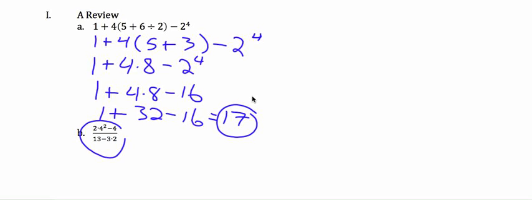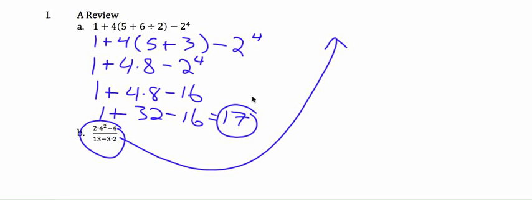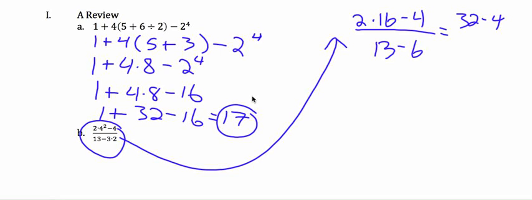For my good friend B down here, I'm just going to shift the work up here so I don't have to scroll anywhere. I need to simplify my numerator and denominator first. So up here I get 2 times 16 minus 4. And on the bottom, I'm at 13 minus 6. On the top, 32 minus 4. On the bottom, a 7. And on the top, 28. 28 over 7 is 4.